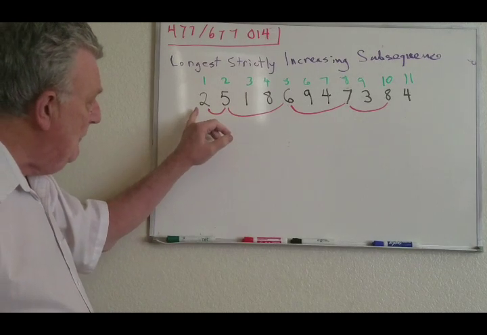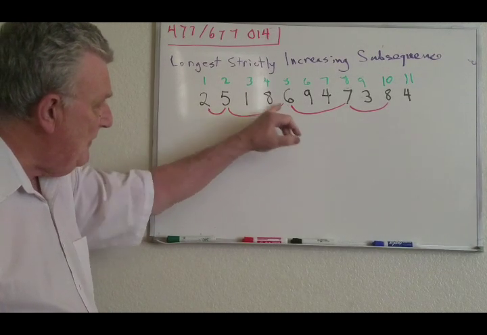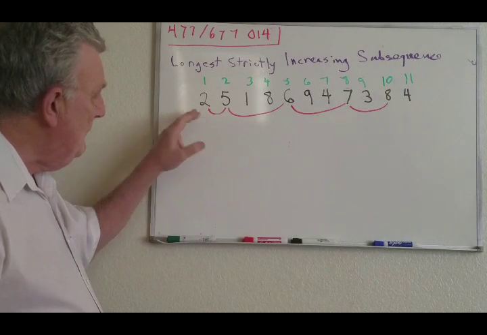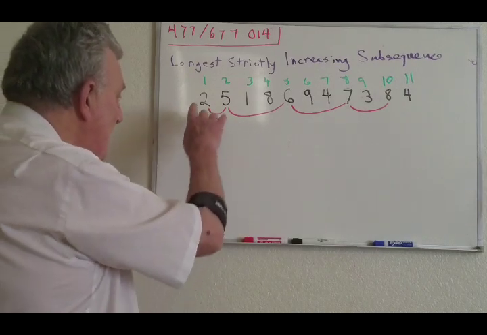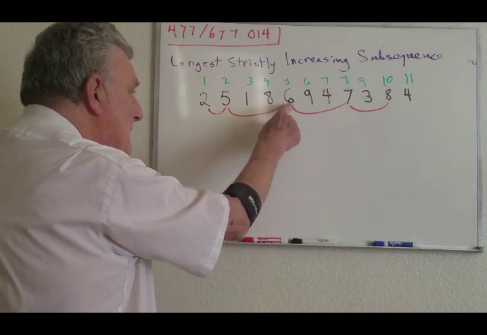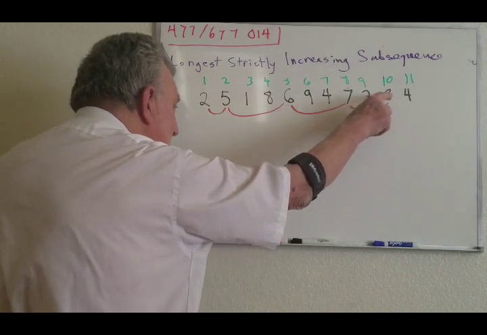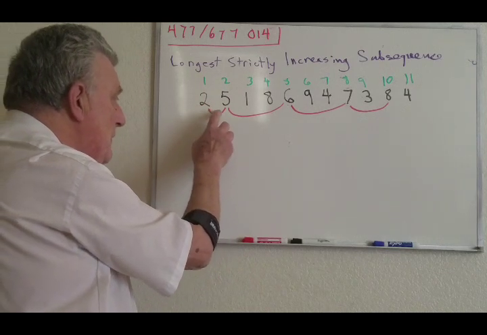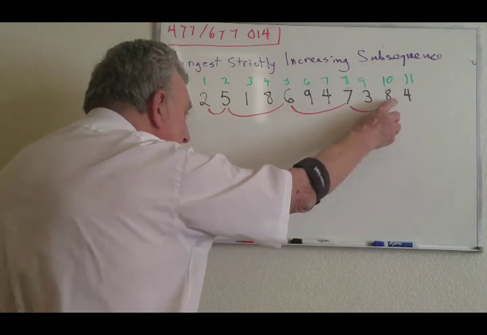Like we can go 2, 5, 6, but we can't go 2, 5, 5. Now here, for example, in this particular sequence, 2, 5, 1, 8, 6, 9, 4, 7, 3, 8, 4, the longest strictly increasing subsequence is 2, 5, 6, 7, 8.